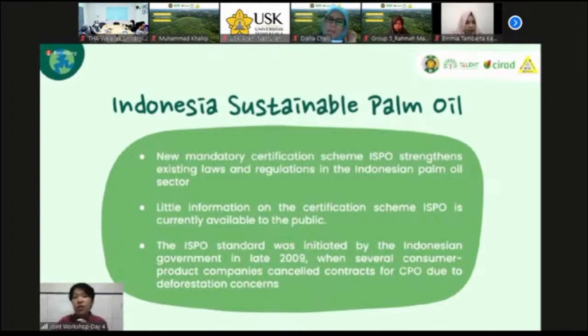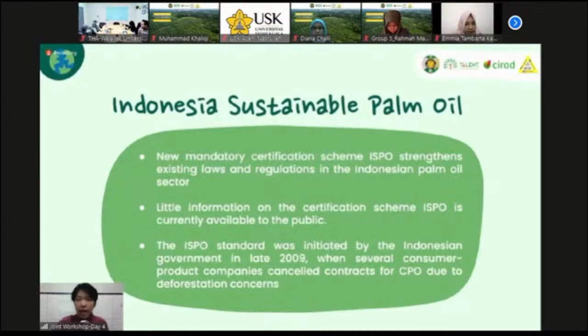The Indonesian government aims to certify all producers. The special needs of smallholders must be taken into account. Little information about the ISPO certification program is currently available to the public. Furthermore, the certification process has not progressed on a large scale since the standard was introduced.